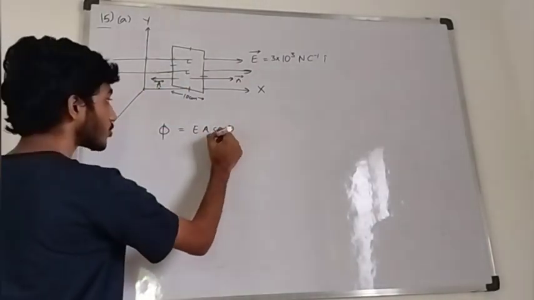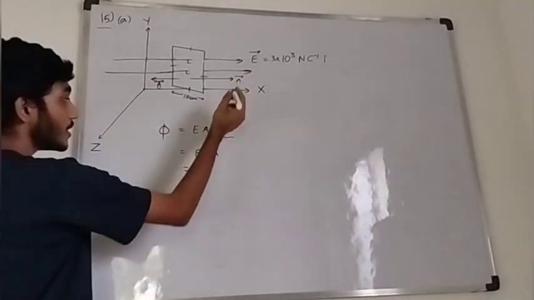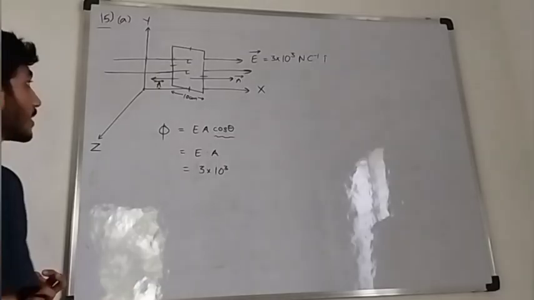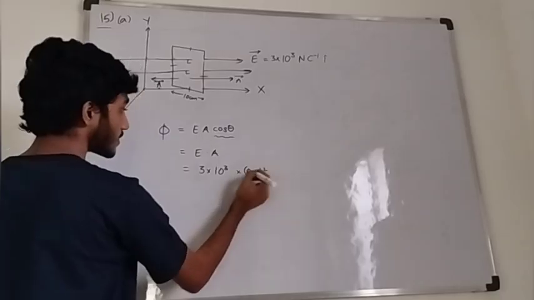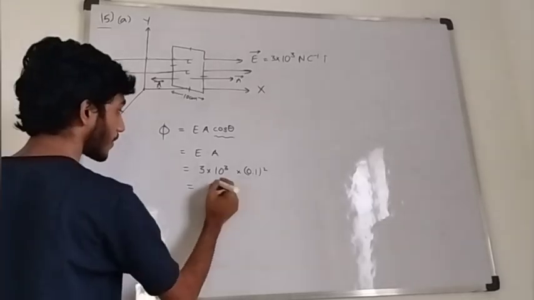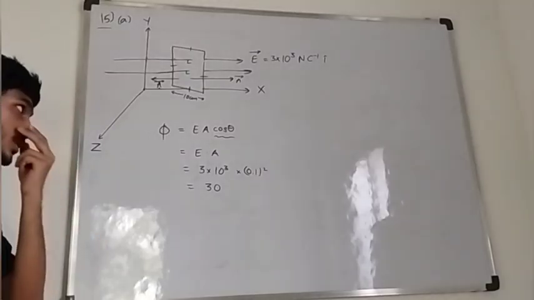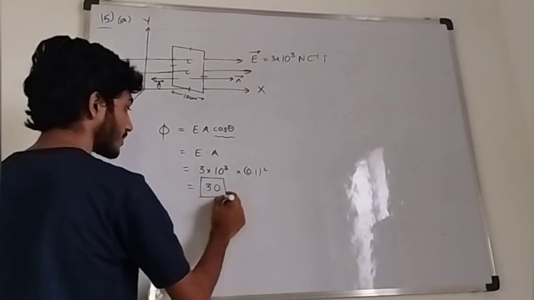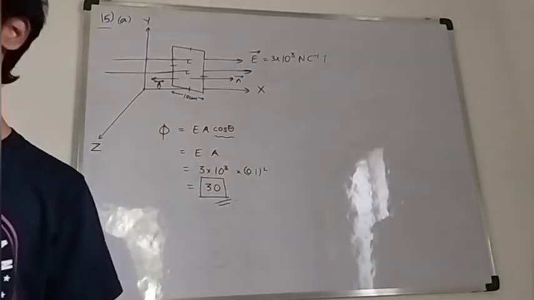So I will take cos theta to be 0 for now. So this will be E into A, which will be equal to 3 into 10 to the power of 3. The area of square is a squared, so this is 10 centimeter. I will write as 0.1 meters and will square it. So this is 10 to the power of minus 1. The square will be 10 to the power minus 2. So this will come out to be 30. And remember, flux is just a number, so there is no unit of it. So the final answer for you is 30. Now we'll move on to the part B.